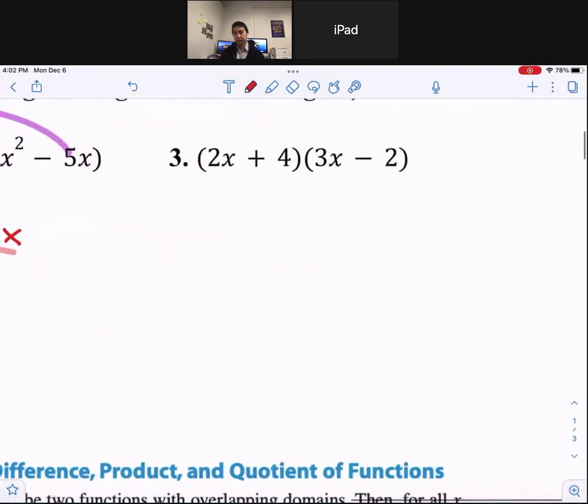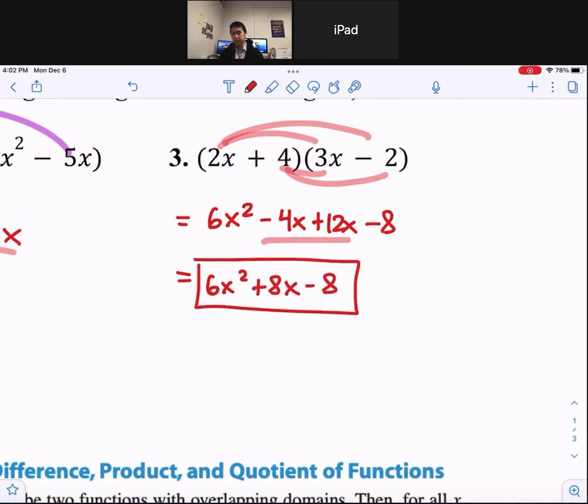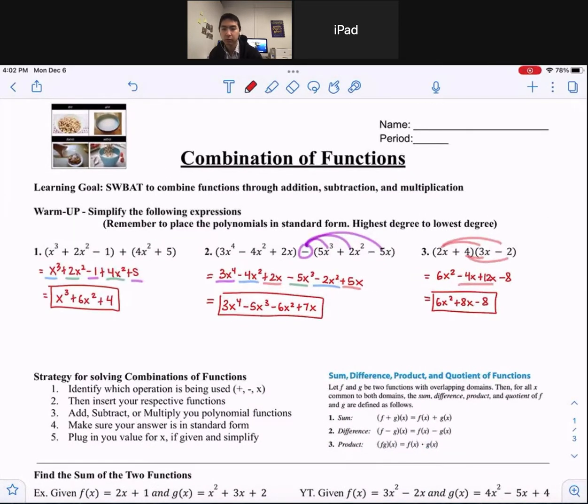Number 3, now this is multiplication. You have to do your double distribution. 2x times 3x, 6x to the second, 2x times negative 2, negative 4x. 4 times 3x is 12x, and 4 times negative 2 is negative 8. Combine like terms, so 6x to the second plus 8x minus 8 would be your final answer, okay? So that's numbers 1 through 3 on your warm-up.